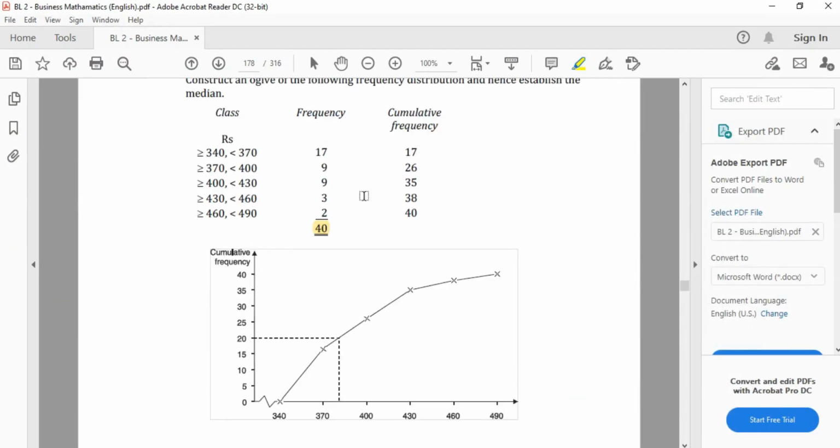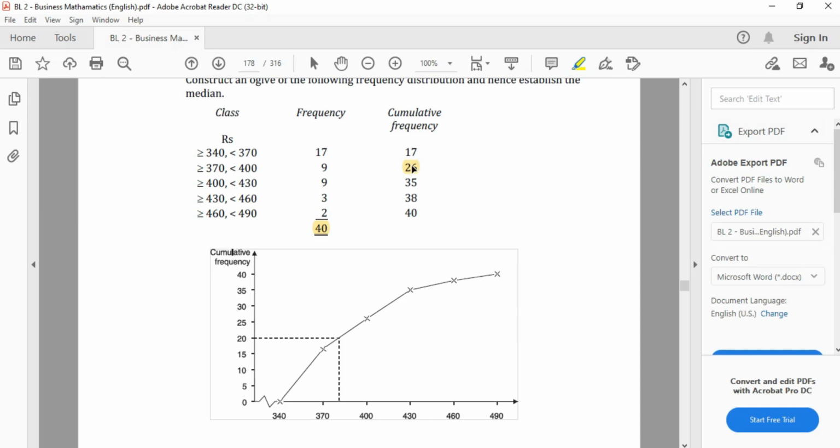Now, as you have drawn the cumulative frequency in the graph, you have the number of items here. The 20.5th item must be in this 26 items category, because this shows the number of times the item was there. So it should be within 26.